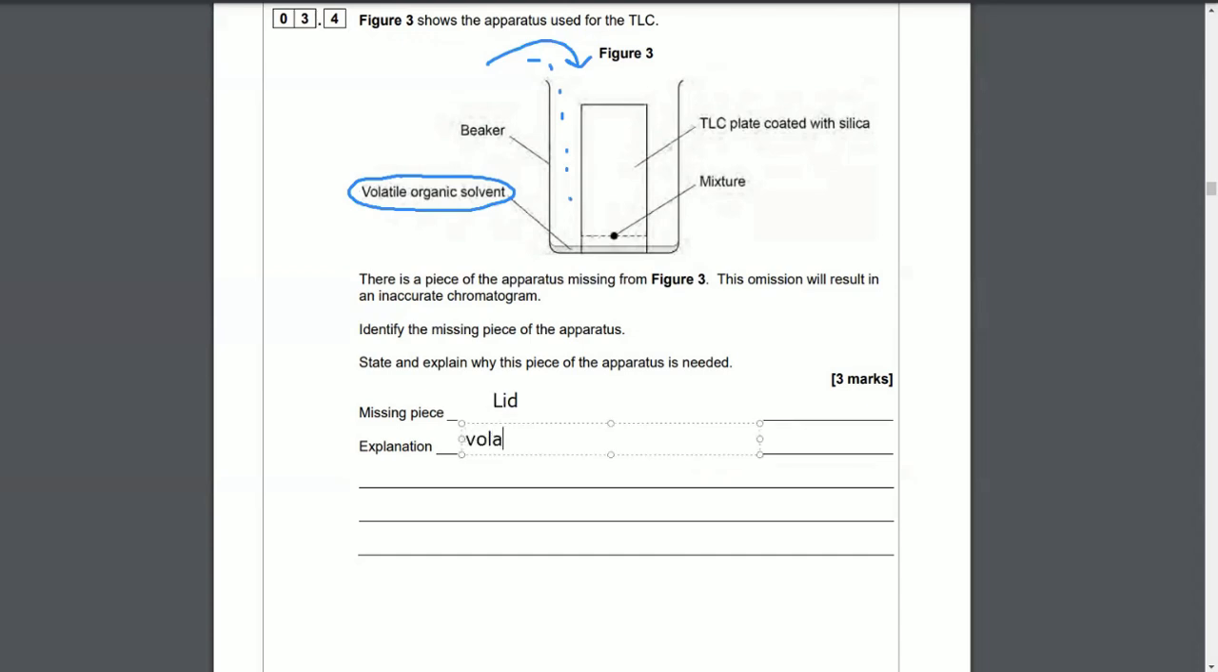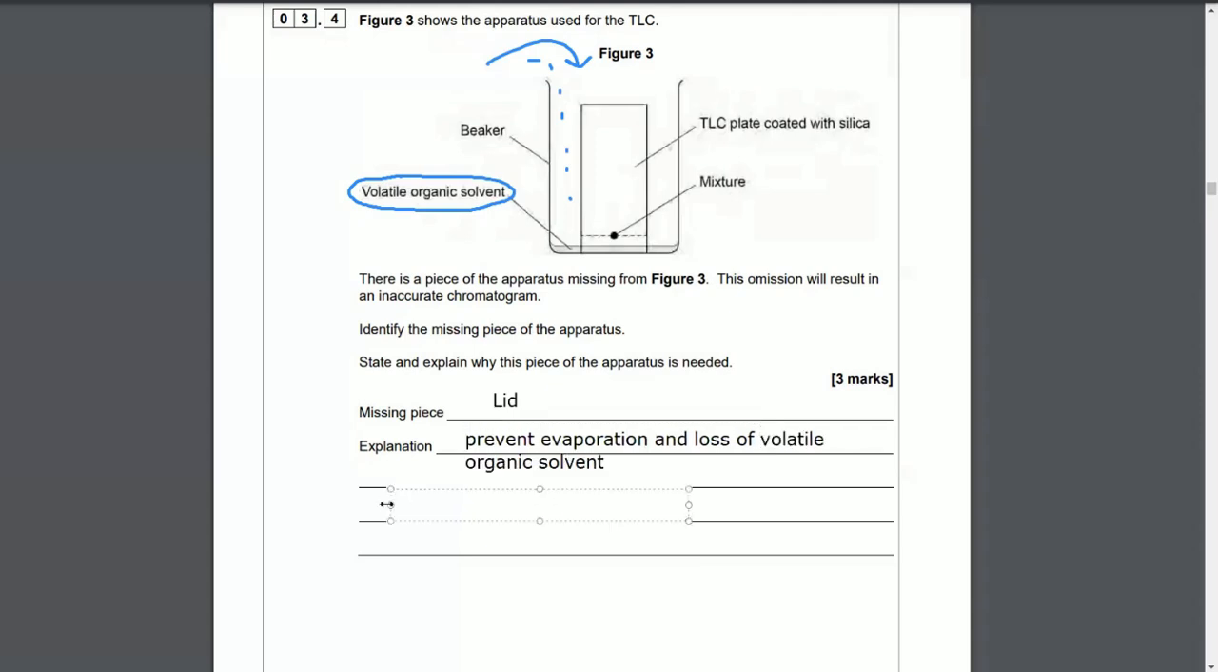Explanation: volatile organic solvent, prevent evaporation and loss of volatile organic solvent. Why is that important?